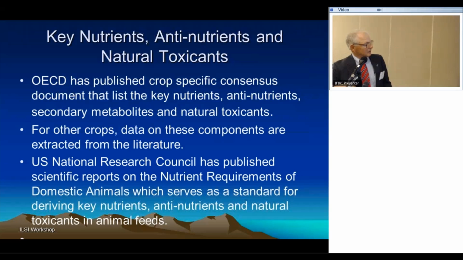The U.S. National Research Council has published a scientific report on nutrient requirements of domestic animals, which serves as a standard for deriving key nutrients, anti-nutrients, and natural toxicants in animal feeds. So in the U.S., how many people are familiar with the NRC nutrient requirement publication? Those are on their website. You can go to the NRC website and you can get those. And so we use those in determining what are really important.